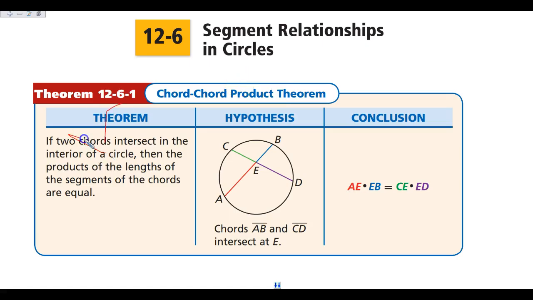Okay, when I have two chords that intersect inside a circle, so again, we're looking in the interior, then we're going to take the product of the pieces. So what that means is I'm going to take this chord here, which is AB, and take AE and multiply it times EB. And then for this chord, I'm going to take this piece and multiply it by this piece, and those are going to be equal. So I'm going to be multiplying the pieces of my chords together.